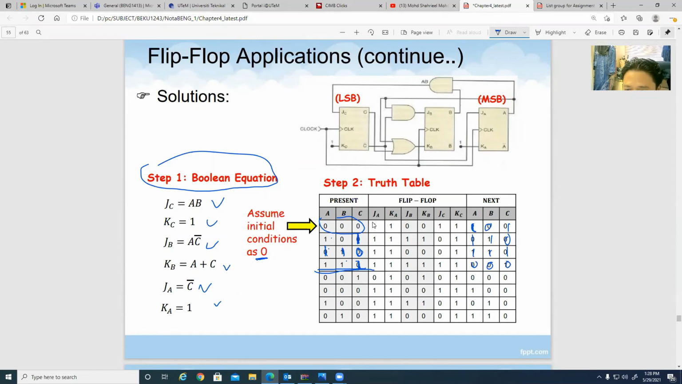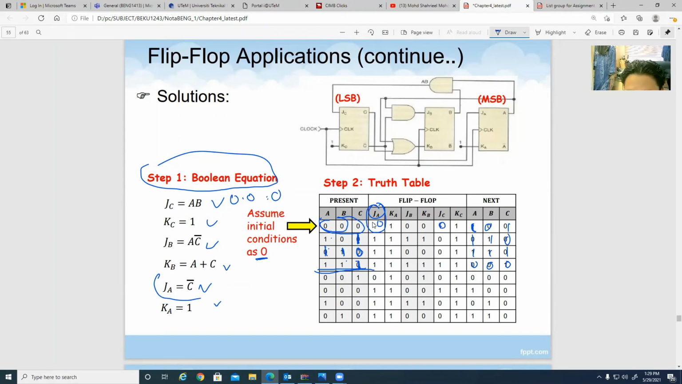And then for JA, KA, JB, KB, JC, KC, just follow this one. For example, for JC, you know AB. A B is 0 0, so it will be 0. Suppose this one will be 0, so I think maybe there is some problem with question three. So JC is 0, supposedly.